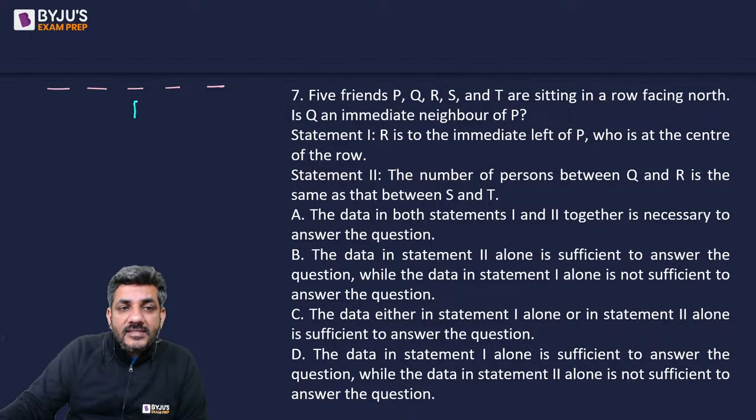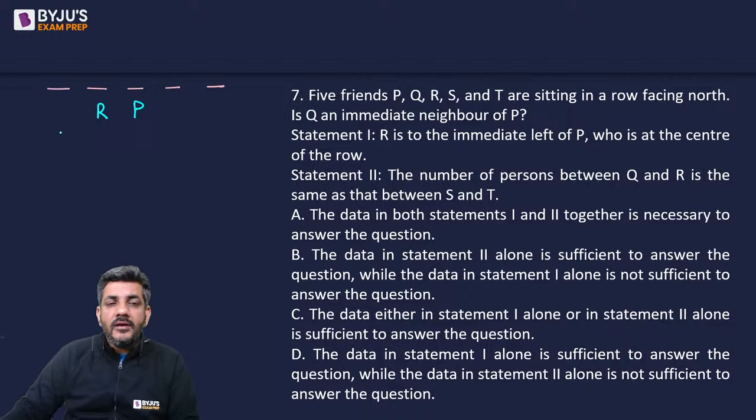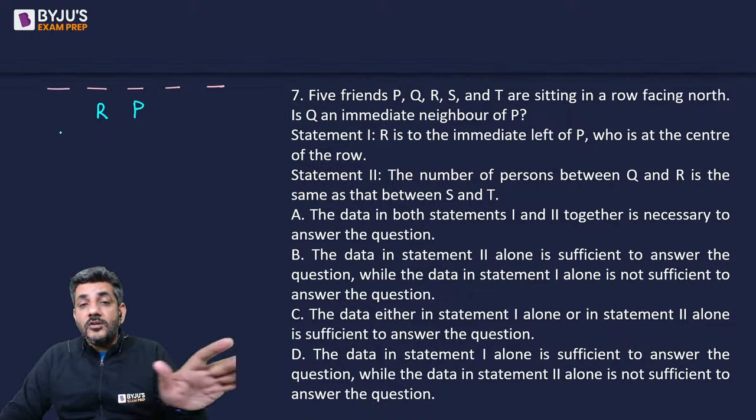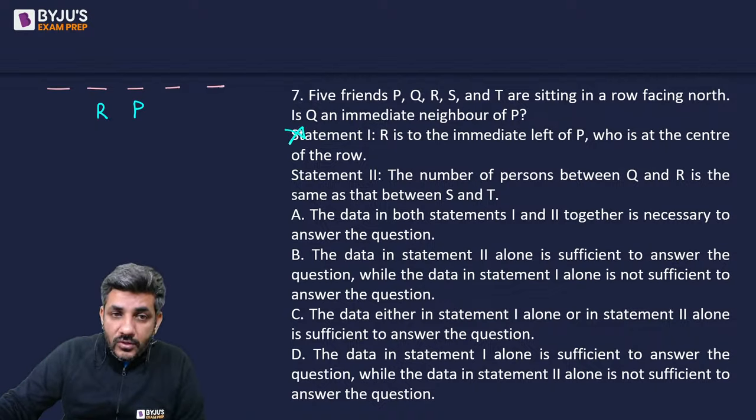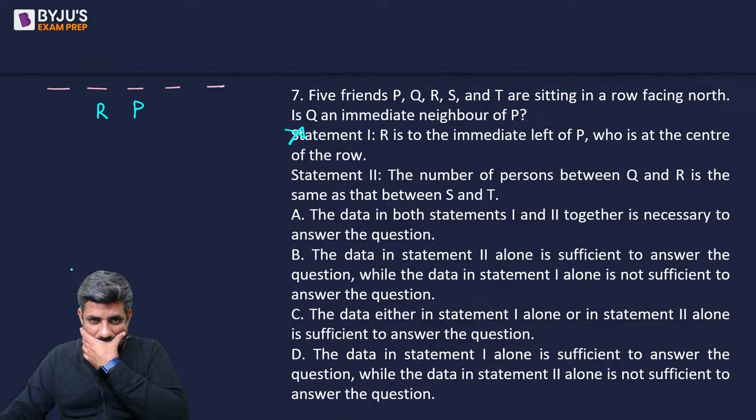So P is at the center of the row. R is to the immediate left of P, so R would be here. But this does not tell us whether Q and R are immediate neighbors or not. So statement 1 is not sufficient to answer my question.